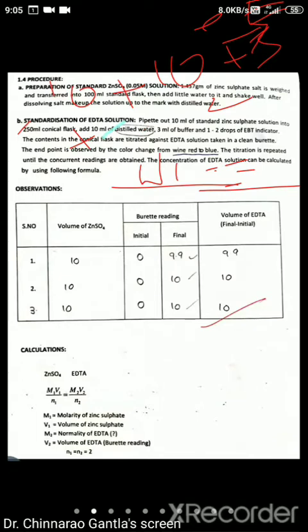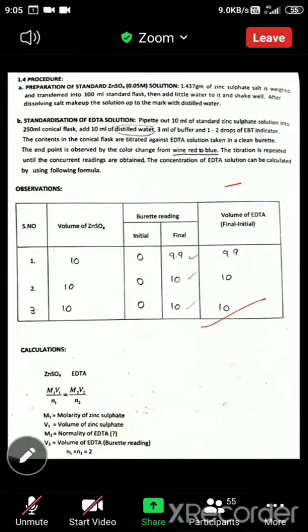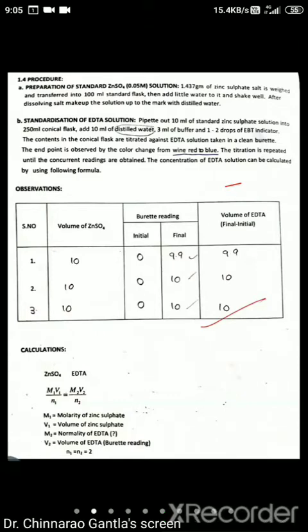Initial reading is 0. Next reading is 9.9. Blue color is formed here. Stop the titration, get the reading. The value of EDTA reading is 9.9. And next is 10 ml of zinc sulfate. Initial 0, next reading is 10. That is the value of ZnSO4, 10 ml. Okay, and the burette reading is 9.9. Volumetric titration will start.